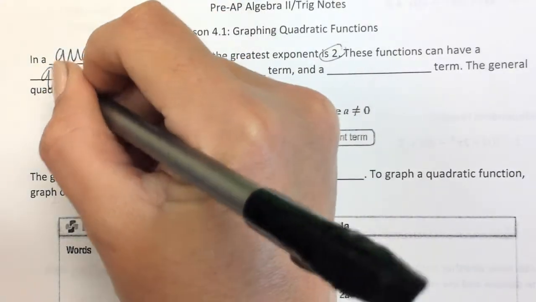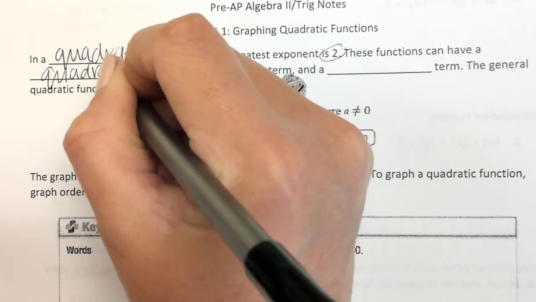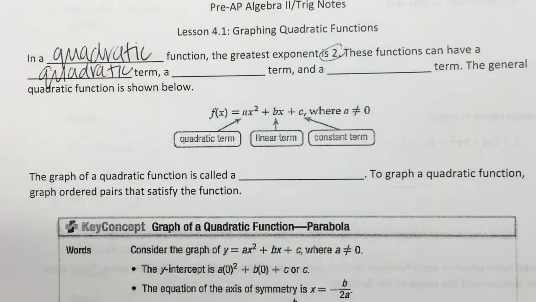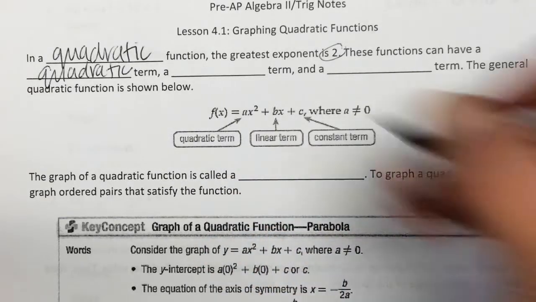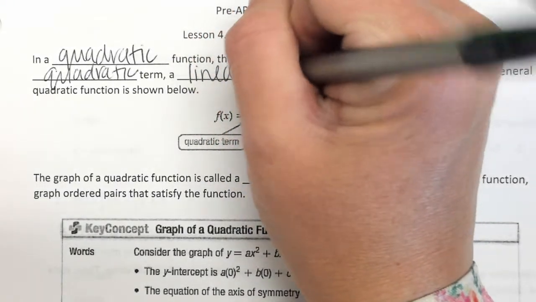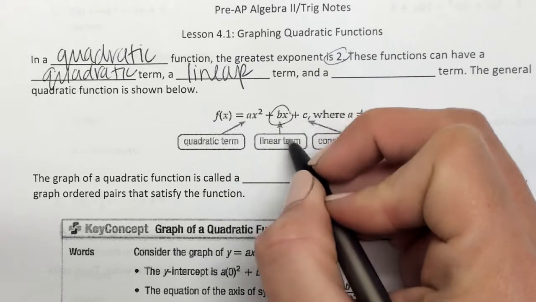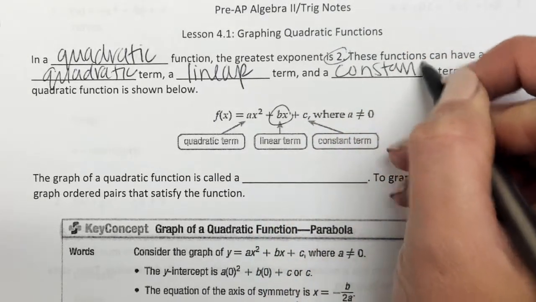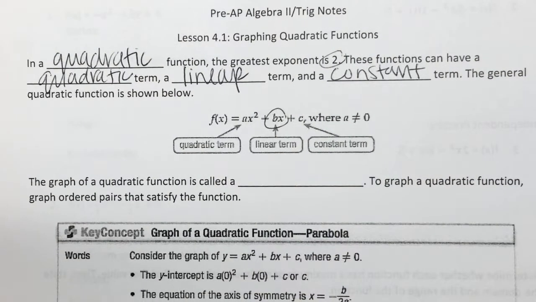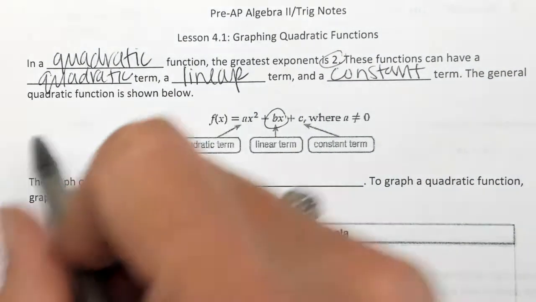The first one's the quadratic term. And how do you know which one that one is? It's going to have an exponent of 2 beside it. Quadratic. The next one's linear. That just has an x beside it, like this. And then constant just means that it's just a number, no letters. So those are the 3 different types of terms, and they're always going to be in this order.